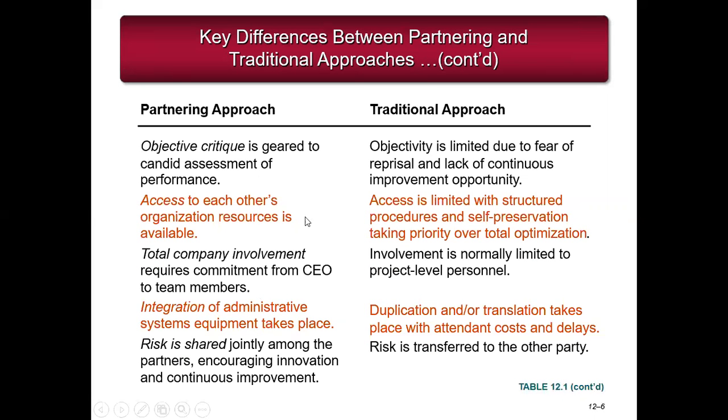In partnering approach, the access to each other's organization resources is available, while in traditional approach, the access is limited, with structured procedures and self-preservation taking priority over total optimization. In partnering approach, integration of administrative systems and equipment takes place, while in traditional approach, the duplication and/or translation take place with attendant costs and delays.